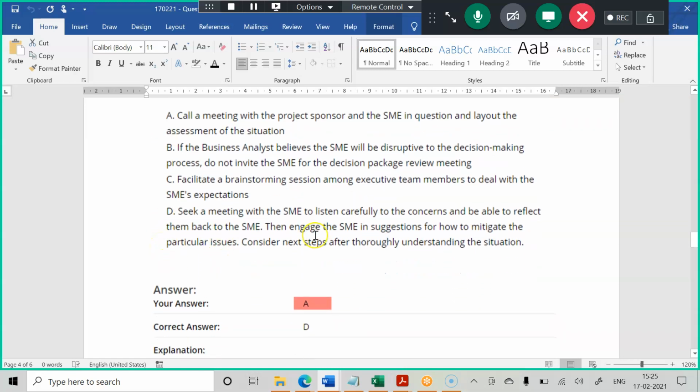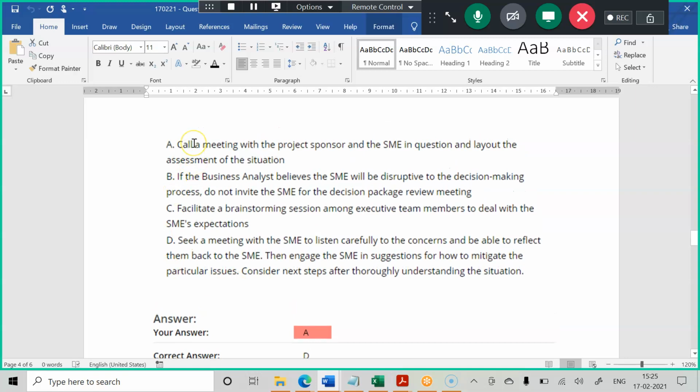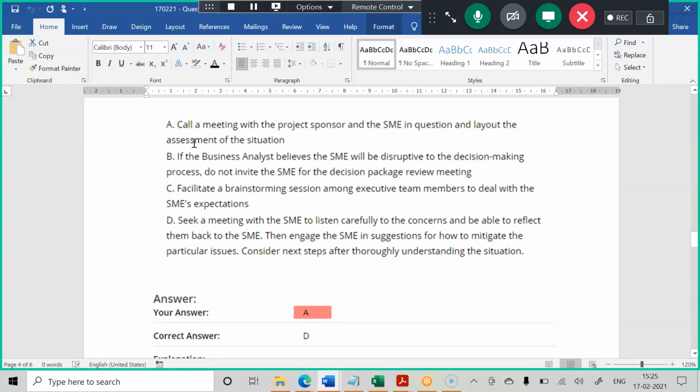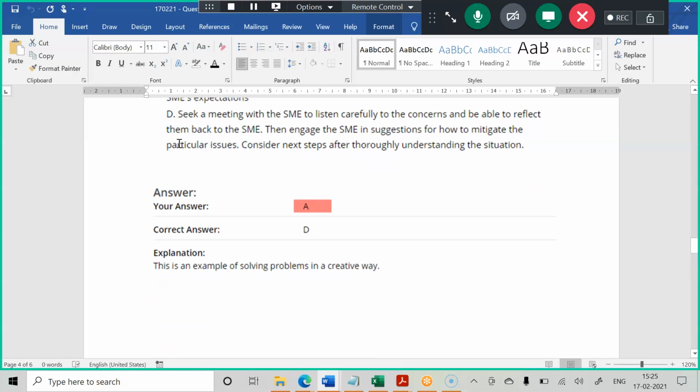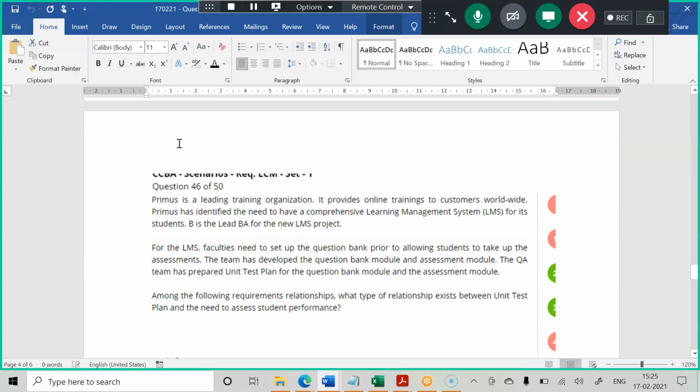And then what you can do is engage the SME in suggestions, and then go ahead with the next steps, whether you have to include those requirements for implementation purposes, or you can just leave that, or you have to present it before a change board. These kinds of decisions can be made. But the first step would typically not be calling a meeting with the project sponsor. That would not be the right thing to do. When you have a better option, go for that. It's about assessing your problem solving skills. So that's why the answer is D.